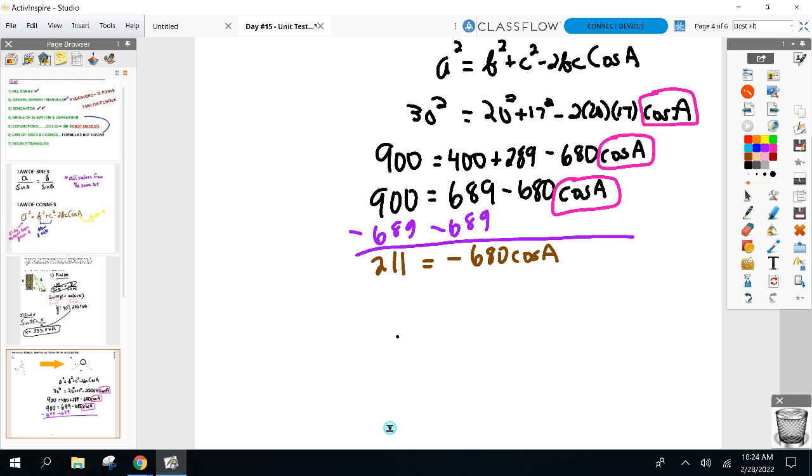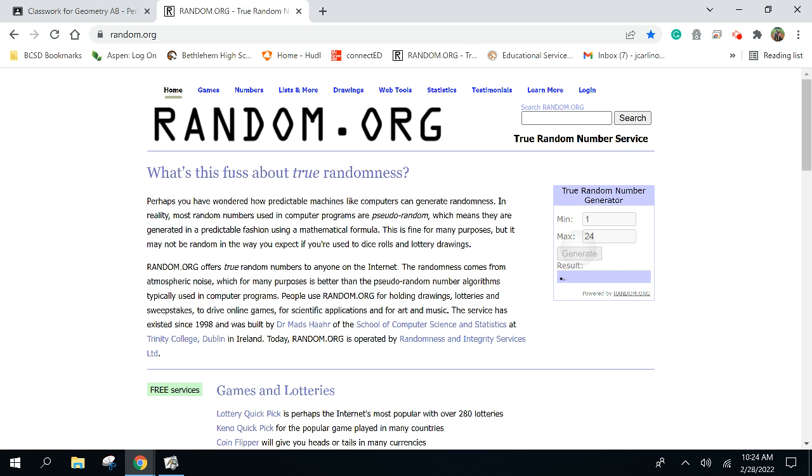Still got to get cosine A by itself. What do I still need to do on both sides? You guys are doing a nice job. Keep it up.